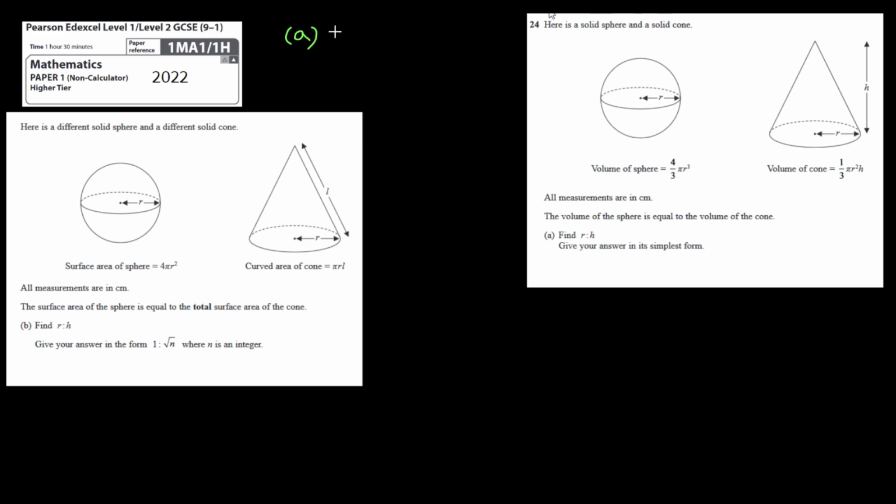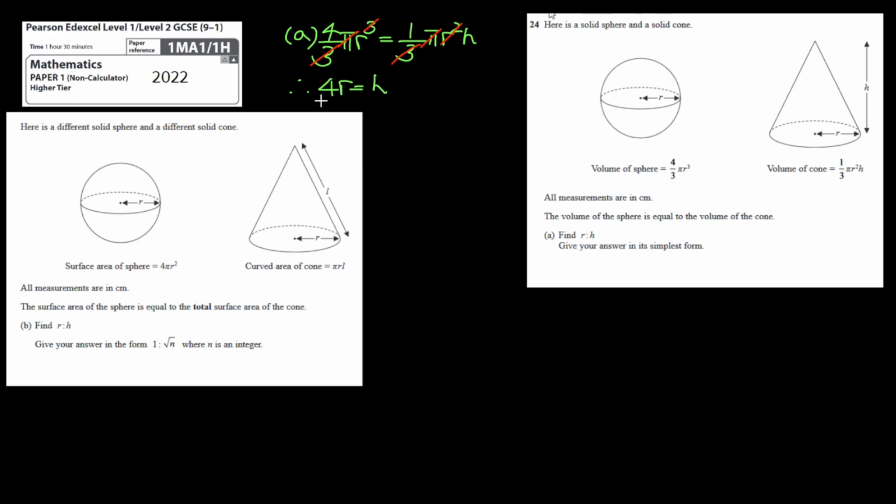Okay, 4/3 pi r cubed is equal to 1/3 pi r squared h. Right, a lot will cancel. The divide by 3's will go. The pi's will go. R squared will leave just r on this side. So what are we left with after that carnage? Well, we've got a 4 and we've got an r. So we've got 4r is equal to h.